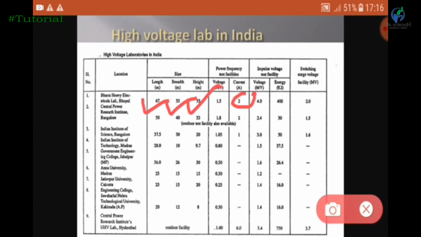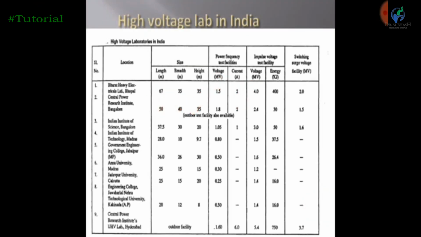Earlier we mentioned that current of a high voltage laboratory is in terms of milliampere, but here current is in terms of ampere. So we can say that it is a very high voltage laboratory. Rating is very high. Impulse voltage test facilities are up to 4 megavolt and for impulse it is 400 kilojoule energy. So these are the ratings of different high voltage laboratories in India.